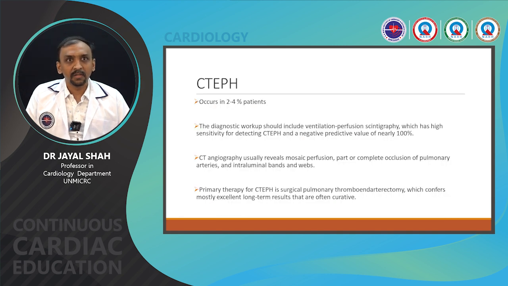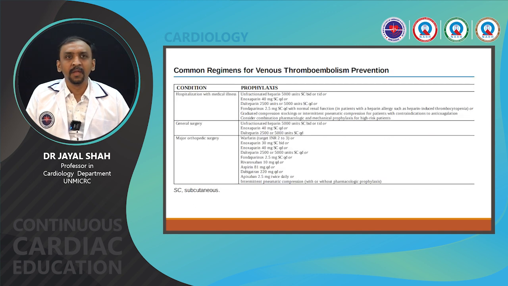Regarding chronic thromboembolic pulmonary hypertension, it occurs in almost 2 to 4% of patients, and usually CT angiography is the diagnosis of choice. The primary therapy for it is surgical pulmonary thromboendarterectomy, which has excellent outcomes. These are the common regimens for venous thromboembolism prevention in a hospitalization setting, and for those patients undergoing general surgery as well as those undergoing major orthopedic surgery.